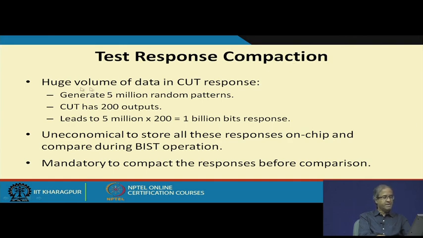I have just now said that when you are applying the test data, the responses can generate huge volumes of data. Like one example, 5 million patterns are applied, there are 200 outputs. So, you are landing into 1 billion bits of response. You really cannot store so many bits in a ROM on chip and compare during testing, right. So, it is absolutely mandatory to do some kind of compaction to reduce this billion bits.